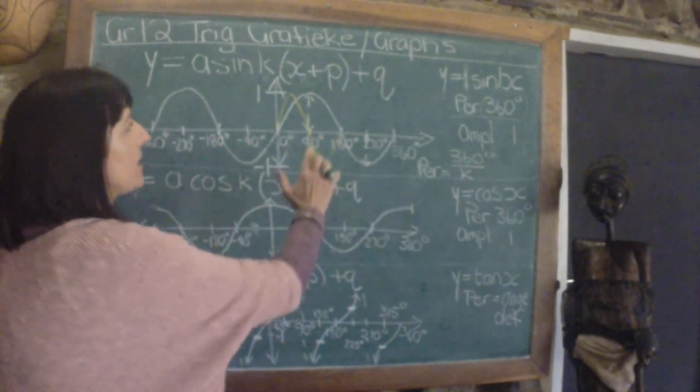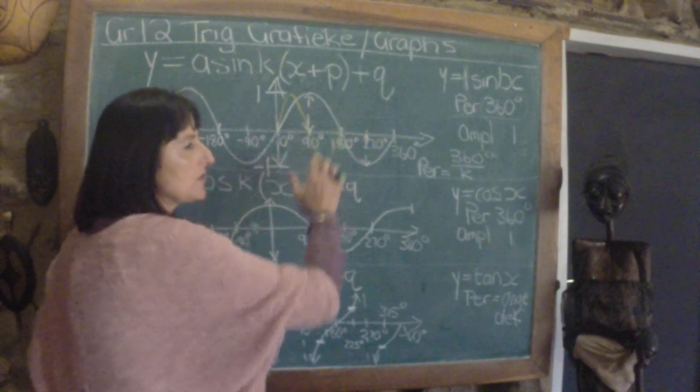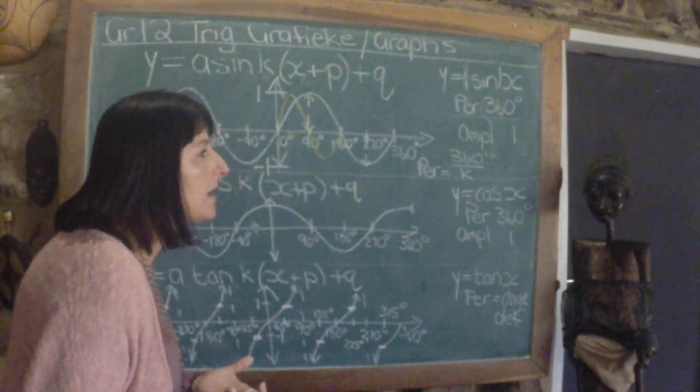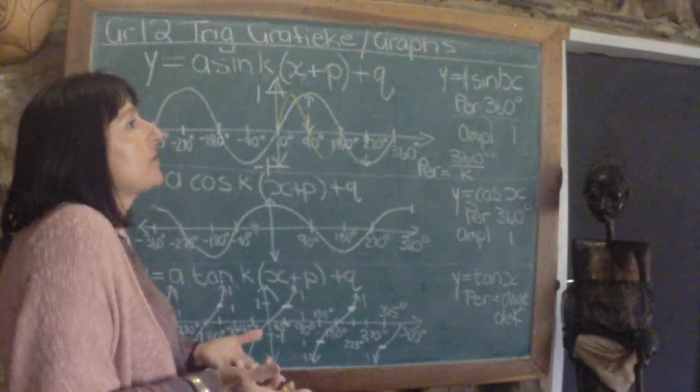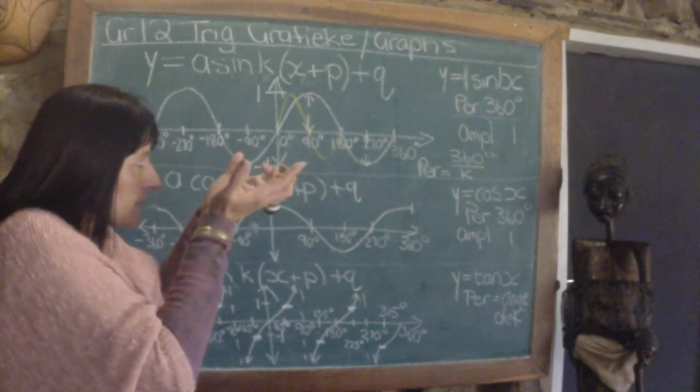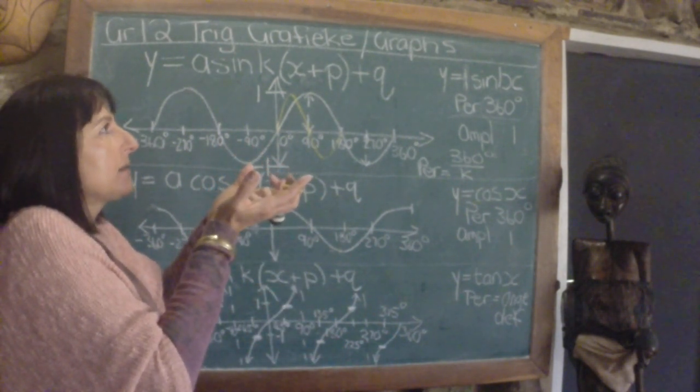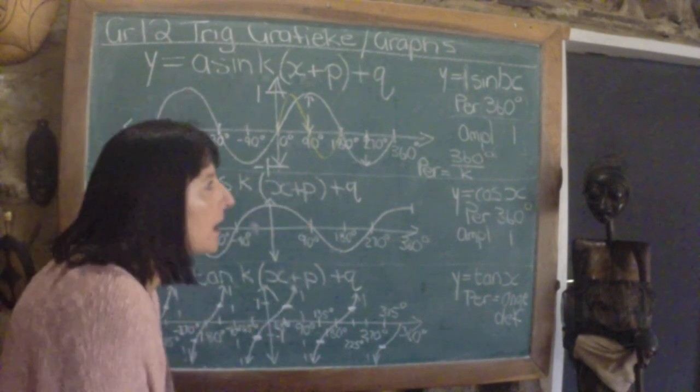And the Q value, as with all the functions, shifts the whole function. When it's plus, it shifts it upwards. When it's a negative, it shifts it downwards.